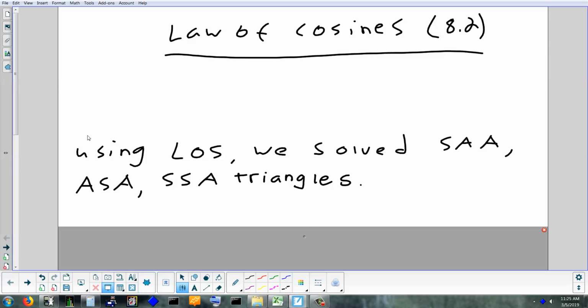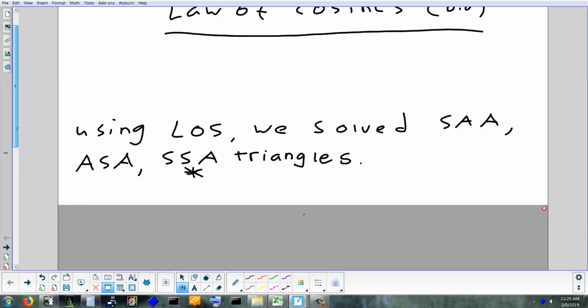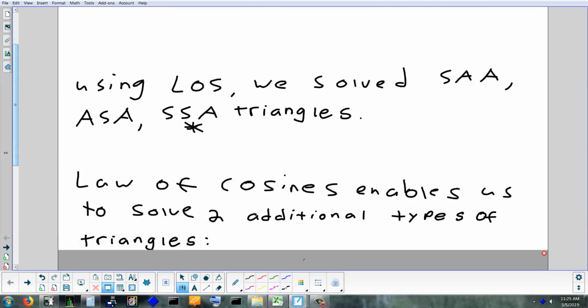Blake? Side side. Yep. So that's the one where you got to check for the second answer.